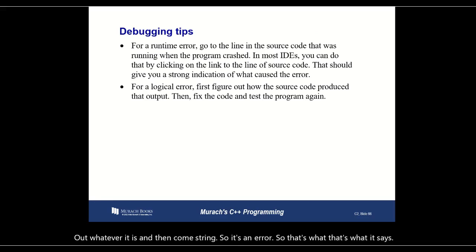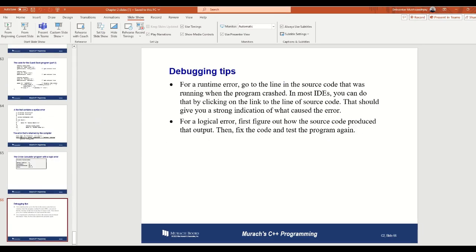In order to debug the program for a runtime error, you should go to the line in the source code that was running when the program crashed. For a logical error, you should figure out how the source code produced that output. You can put a lot of debug statements, a lot of couts, in between the code to find out exactly where the error is happening. Then you can fix the code and test the program again. So that's pretty much our lesson from writing your first code in C++.